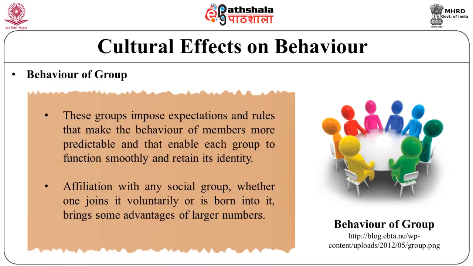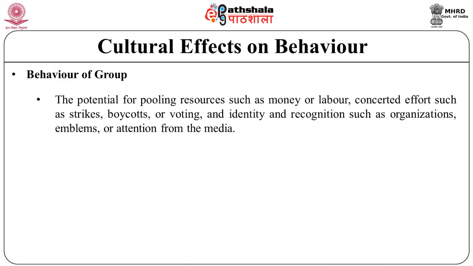The rules may be informal and conveyed by examples, such as how to behave at a social gathering, or they may be written rules that are strictly enforced. Formal groups often signal the kind of behavior they favor by means of rewards and punishments. Affiliation with any social group, whether one joins it voluntarily or is born into it, brings some advantages: larger numbers, the potential for pooling resources such as money or labor, concerted effort such as strikes, boycotts, or voting, and identity and recognition such as an organization, emblem, or attention from the media.